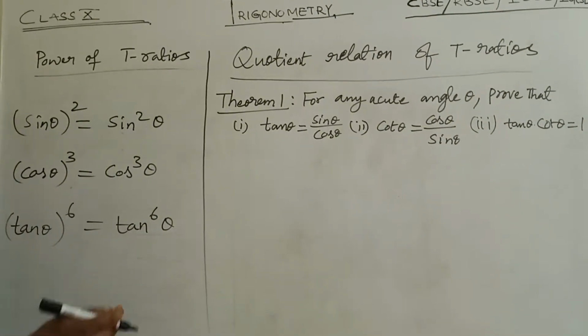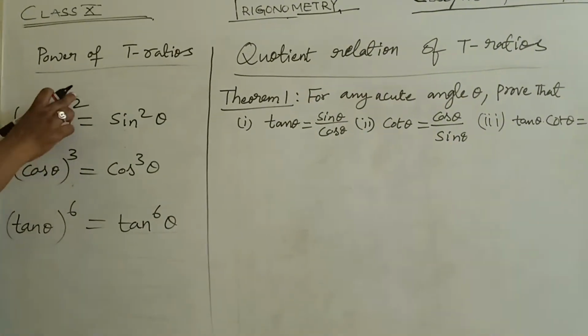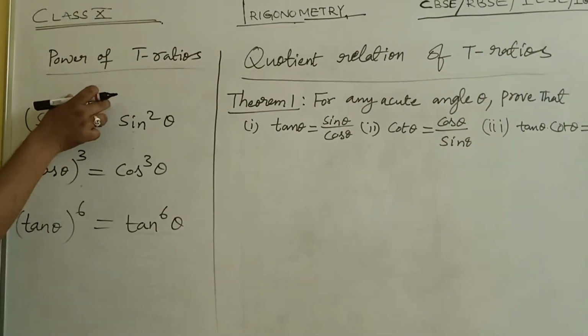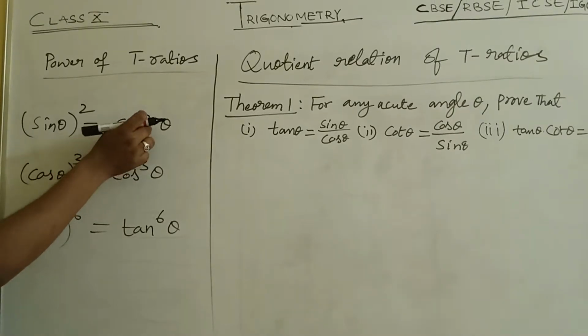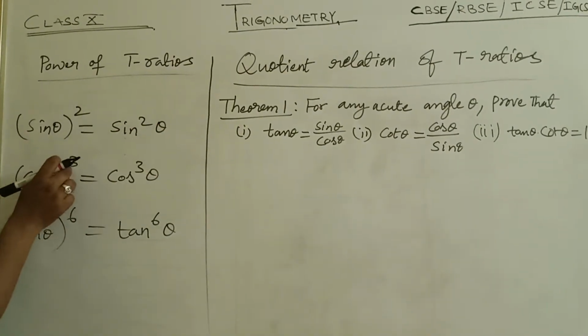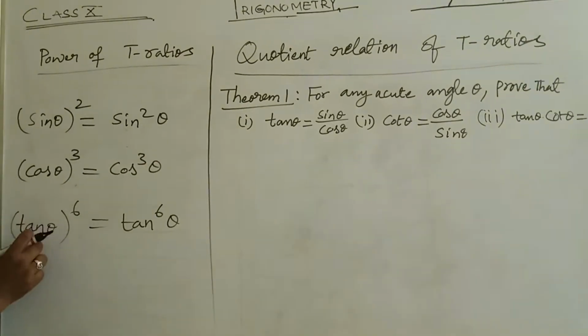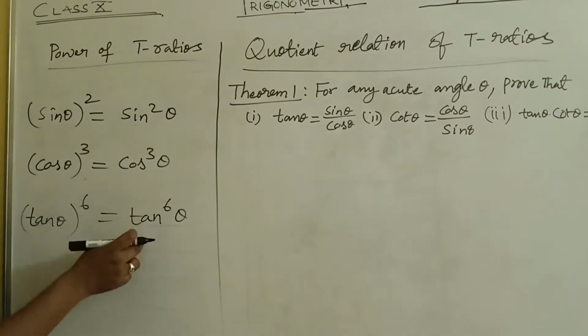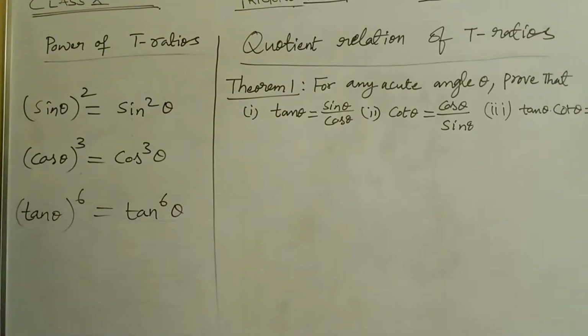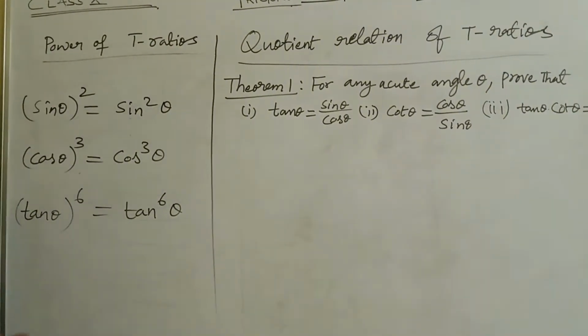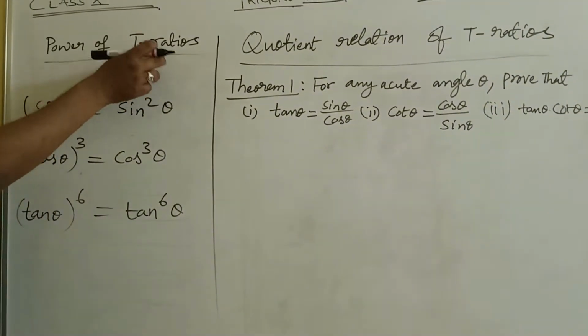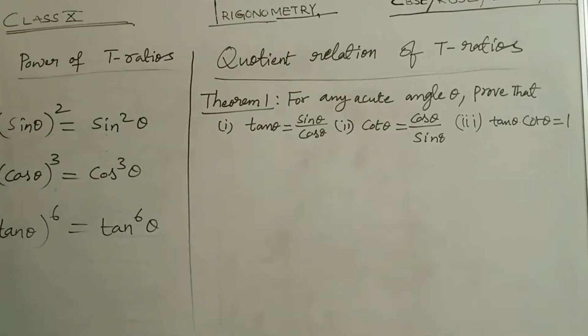Okay, you have understood now. In this way, when they give any exponent like this, you have to write sine square theta. If they give cube, whole power 3, then you can write cos cube theta. Tan theta whole power 6 means you can write tan to the power of 6 theta. In this way, we need to represent the powers of trigonometric ratios. I hope you all understood this.